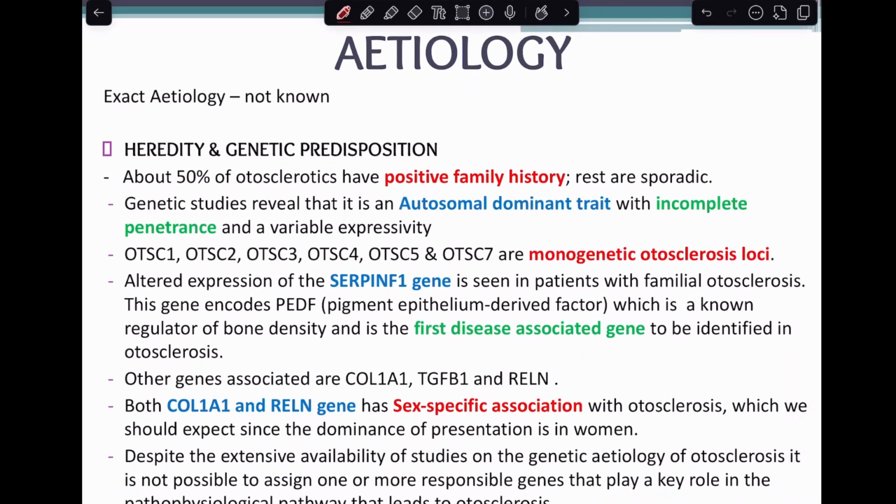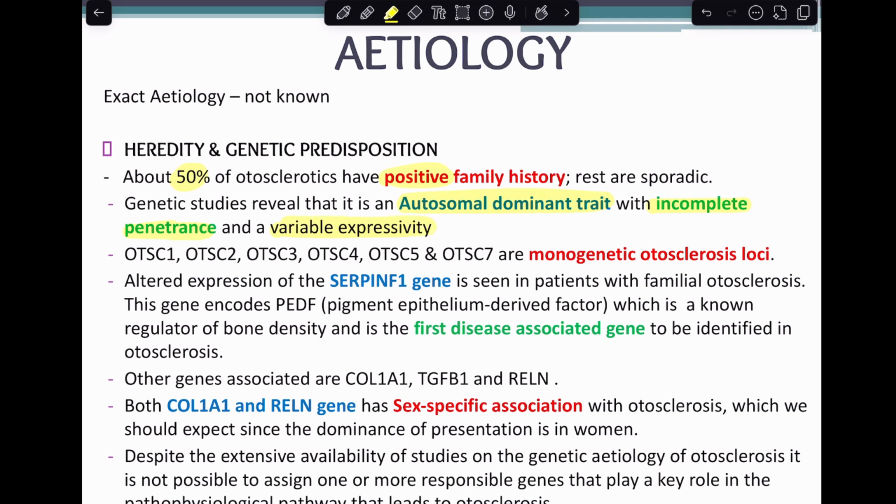Now, we do not have an exact etiology for otosclerosis. However, there have been multiple factors which have been known to be a cause of this. Our first factor over here is the hereditary factor and the genetic predisposition. Why do we say this? This is because 50% of cases of otosclerosis have a positive family history, whereas the other 50% are sporadic. Now, amongst this 50% which have a positive family history, it has also been shown to have an autosomal dominant trait with an incomplete penetrance and variable expressivity.